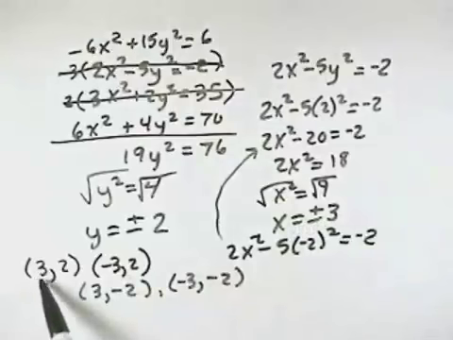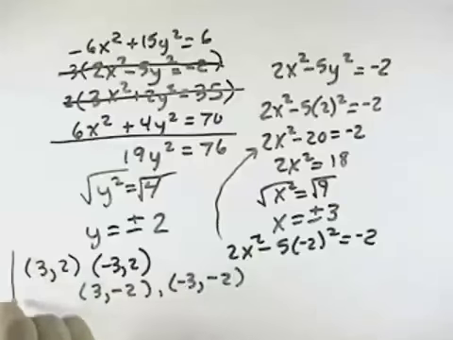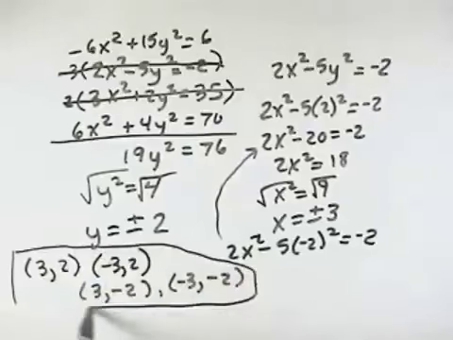So whether I have y equals 2 or -2, I get the same two solutions for x. So that means x is 3 when y is 2, and x is also 3 when y is -2. And x is -3 when y is 2, and x is also -3 when y is -2, so that I have 4 solutions for this system.